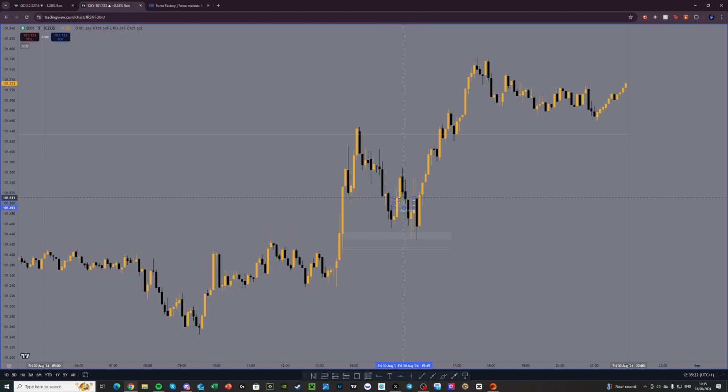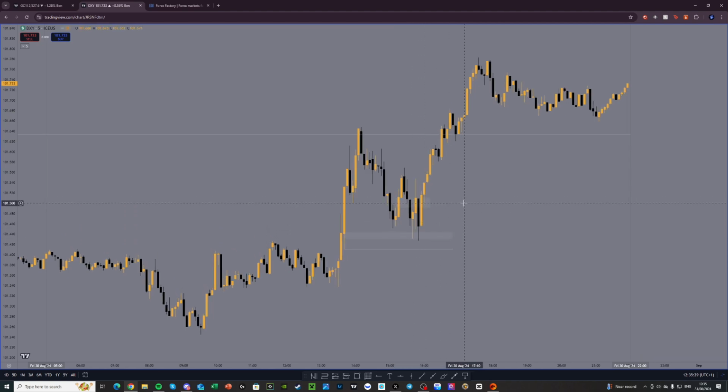And because we overlapped this fair value gap, you can expect it to come back up in and use that to come lower. So what time did this candle close? This candle closed at 3:40. So from 3:40 onwards, I'm expecting bearishness.